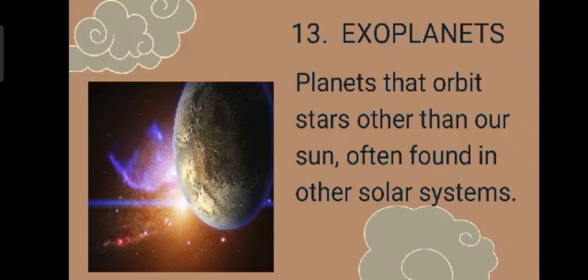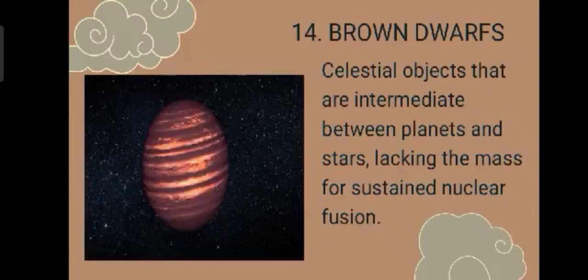Exoplanets. Planets that orbit stars other than our sun, often found in other solar systems. Exoplanets have provided valuable insights into the formation and diversity of planetary systems in the universe. Brown dwarfs. Celestial objects that are intermediate between planets and stars, lacking the mass for sustained nuclear fusion. Brown dwarfs lie between planets and stars in terms of their characteristics.